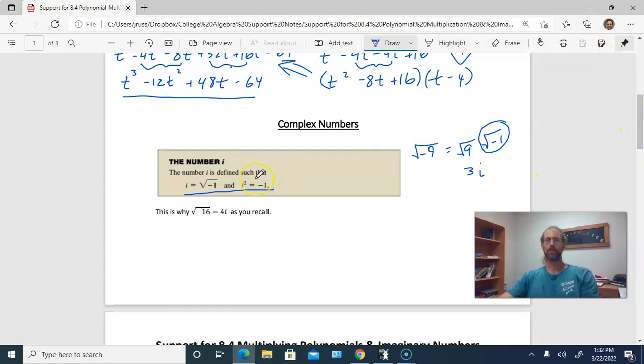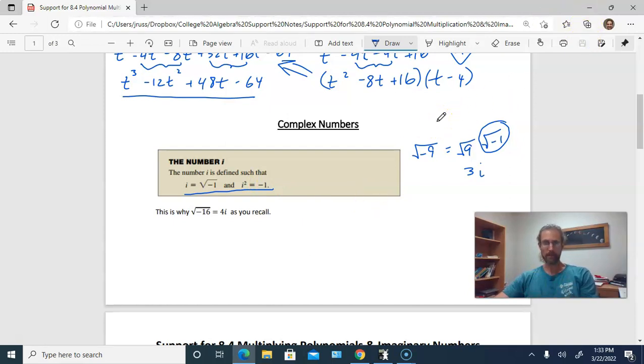And the reason we're going over this is because here in Chapter 8, when we're finding zeros of these polynomials, some of those zeros are not going to be real numbers. They're actually going to be complex numbers or purely imaginary numbers. But they are zeros nonetheless.